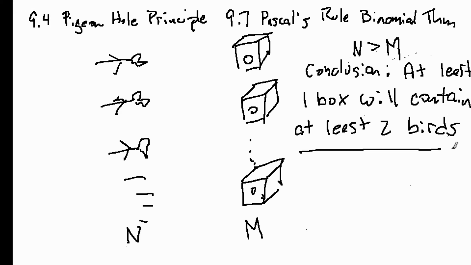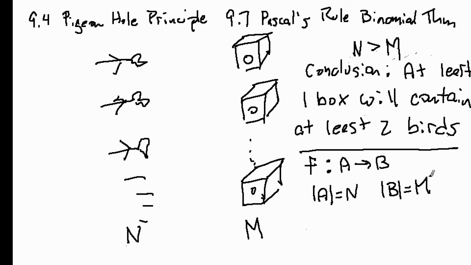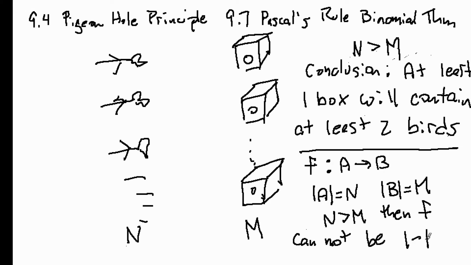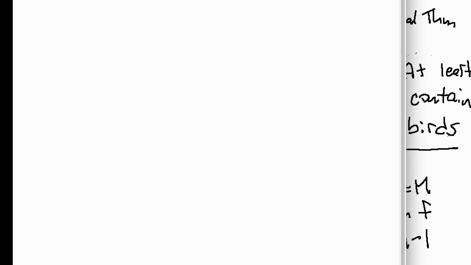Okay, very simple idea. We could state this mathematically a little more precisely. If we have a function f that's mapping a set A to a set B, and both of these are finite sets, and the size of A is equal to n, and the size of B is equal to m, and n is greater than m, then f cannot be one-to-one. That is the pigeonhole principle right there. Now, as simple as that is, that can actually be very useful. Your author gives some interesting ideas here.